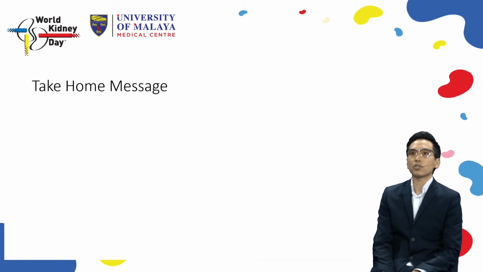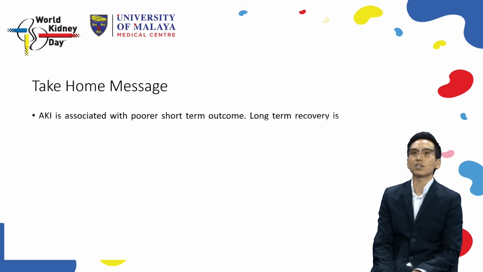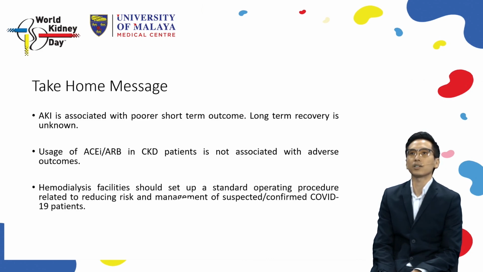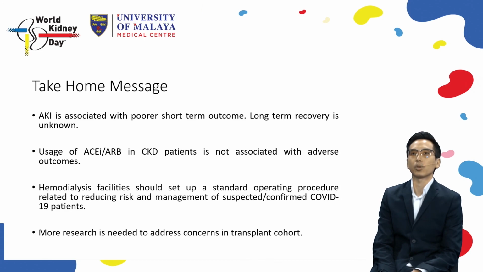So the take-home message from my talk is that acute kidney injury is associated with a poorer short-term outcome. However, long-term recovery is not known for the time being. Usage of ACE inhibitors and ARBs in CKD patients is not associated with adverse outcomes. Hemodialysis facilities should set up a standard operating procedure related to reducing risk and management of suspected or confirmed COVID-19 patients. As for the transplant cohort, more research is needed to address the concerns that I have brought up earlier.